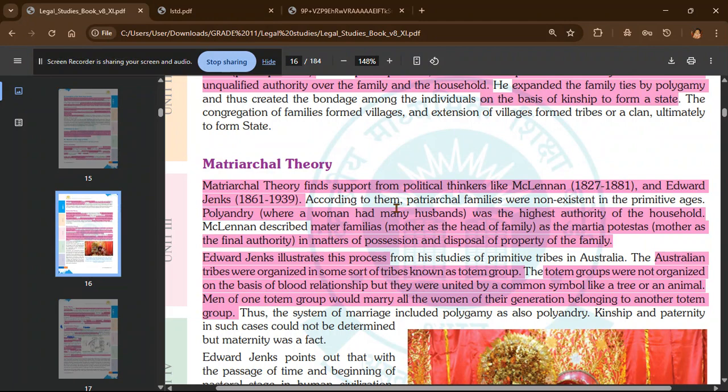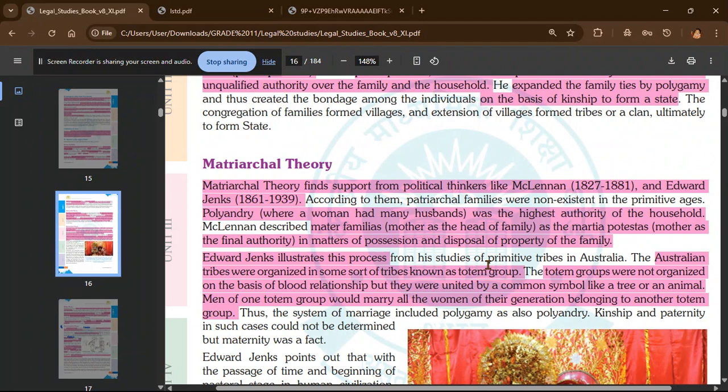So, according to McLennan and Edward Jenks, the mother was the final authority in case of possession or disposal of property of the family. This was by McLennan. Now, as per Edward Jenks, there were some Australian tribes at that time organized in tribes known as "totem groups". I suggest you write totem groups in inverted commas, because it is an eye catcher while someone is reading your answer.